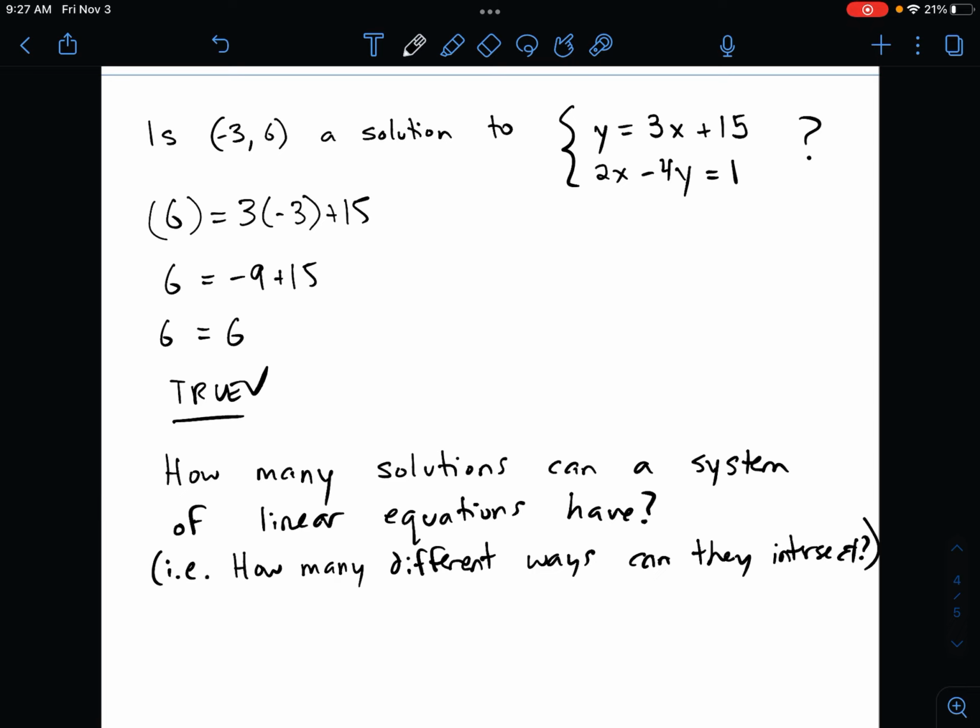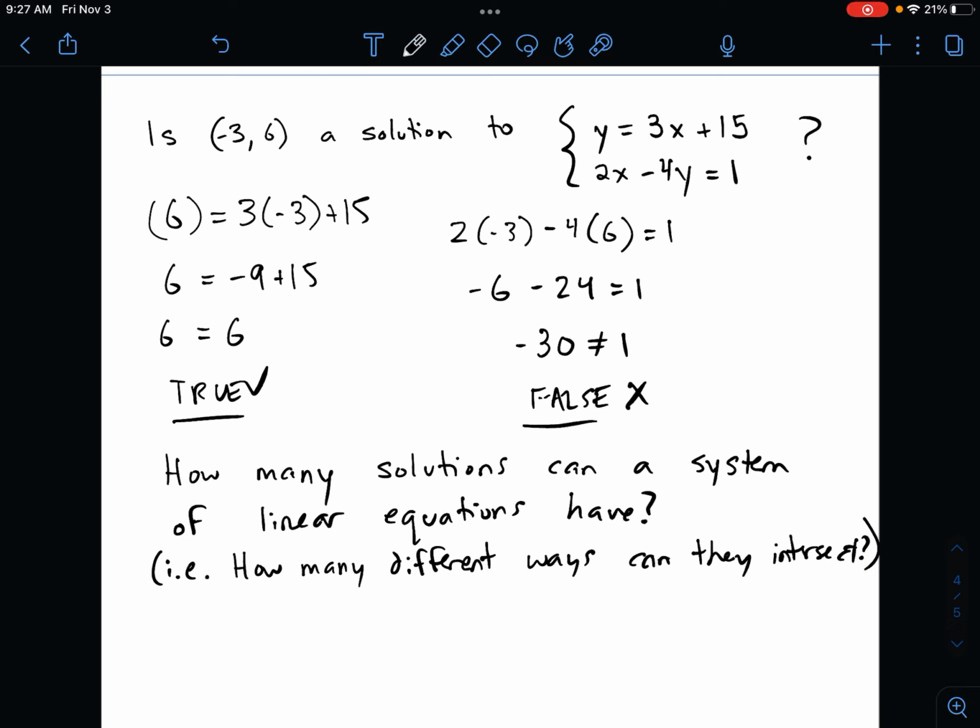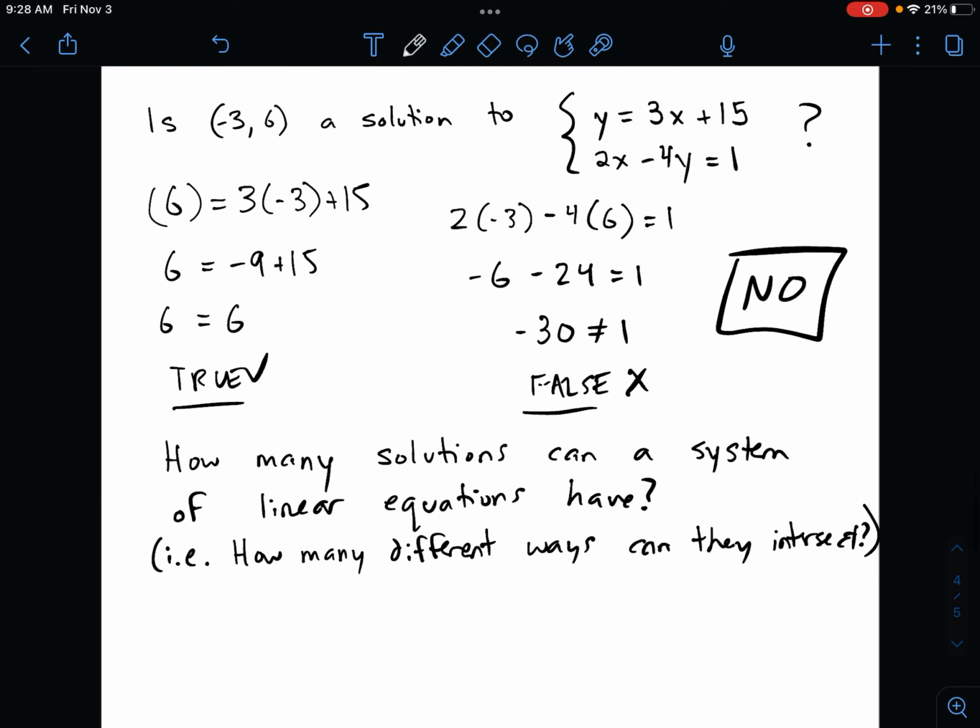So if I take my 2x minus 4y equals 1, and I replace the x with a -3, and I replace the y with a 6, we can reduce this and get -6 minus 24 equals 1. And we know that -30 does not equal 1, so that's a false statement. So because we get a true statement and a false statement, and all it takes is one false statement, we would say that no, this is not a solution, right? It's not where these two lines intersect.